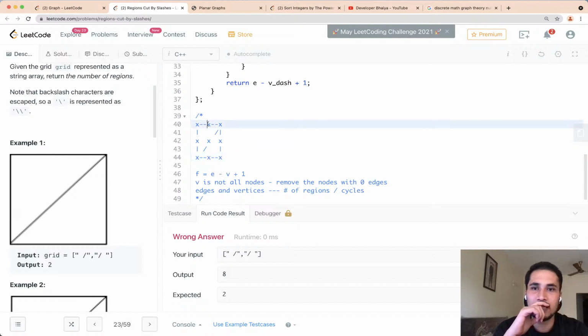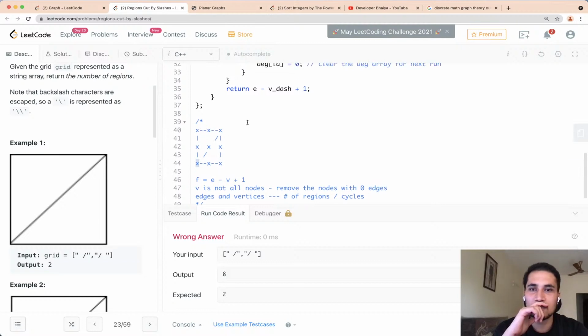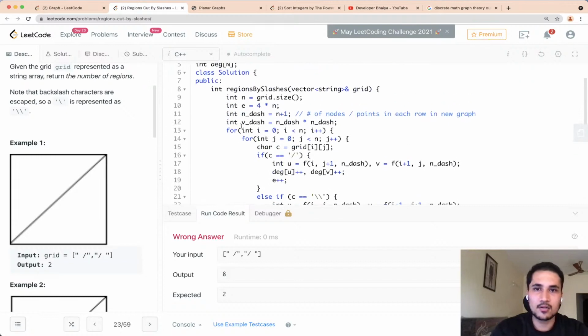Okay, so do we need edges over here? That's what I'm thinking. I think I can simply increase the degree of all these ones. Yeah, I think that's something that can work. Right. So yeah. Let's try to do that.